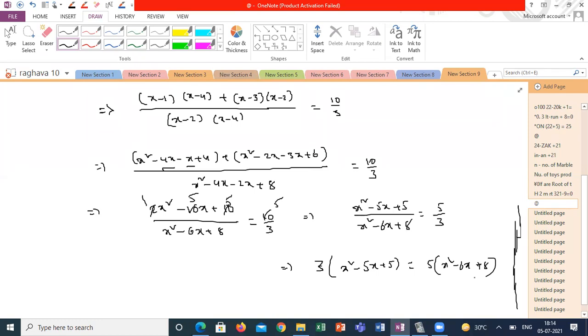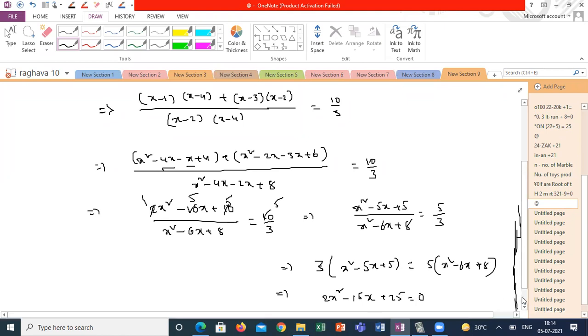Sir, 2x square minus 15x plus 25 equal to 0, sir. Yeah, 2x square minus 15x plus 25 equal to 0.